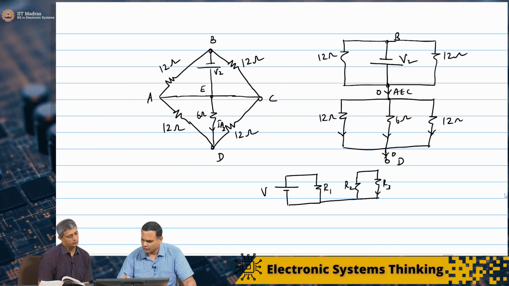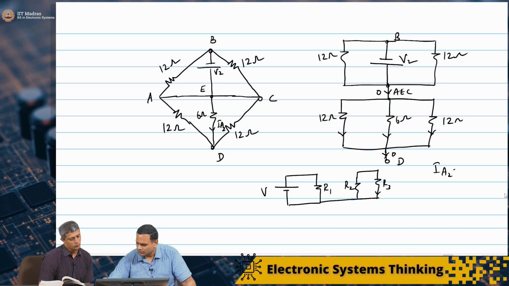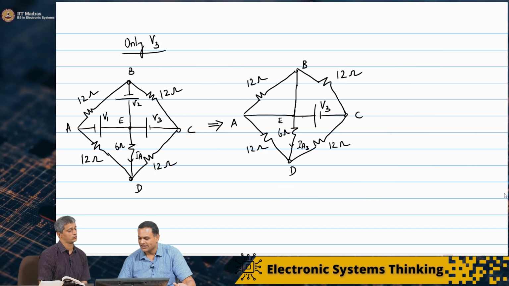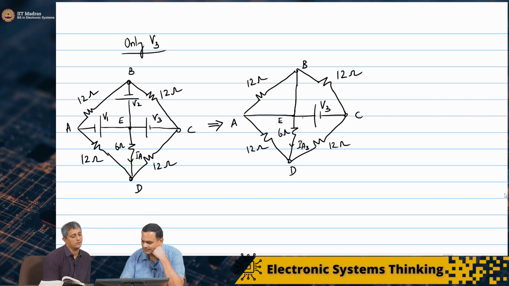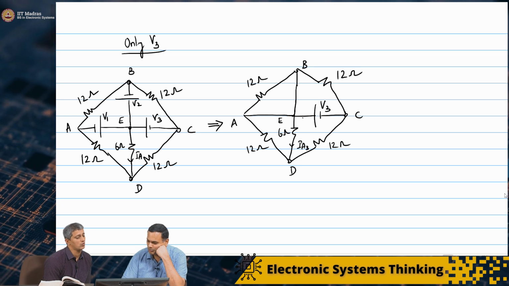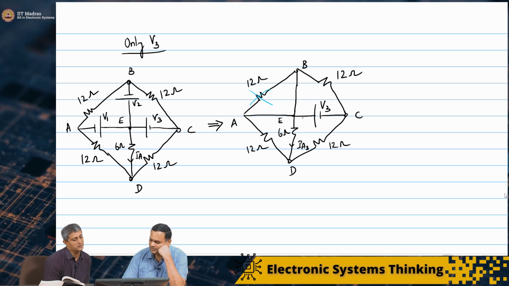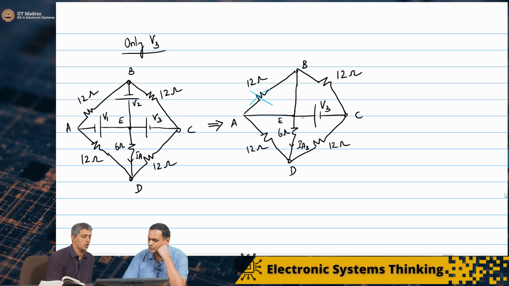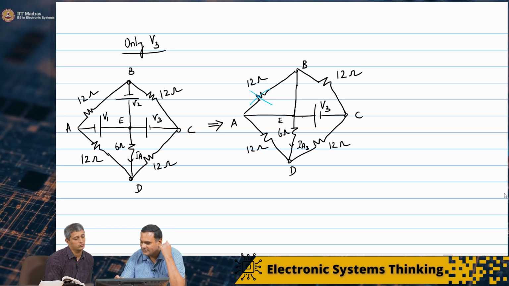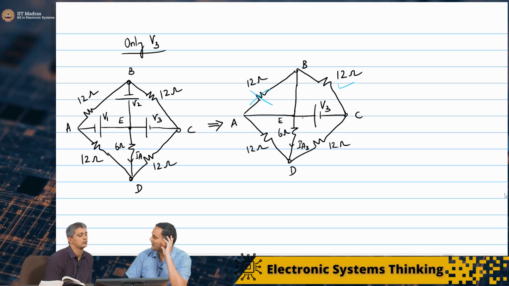By the way, we should note down here that IA2 is 0. That was our conclusion. And now we want to find out IA3. Since BEA is a composite node, this 12 ohms is short circuited, it's gone. And this 12 ohm is completely in parallel with V3.